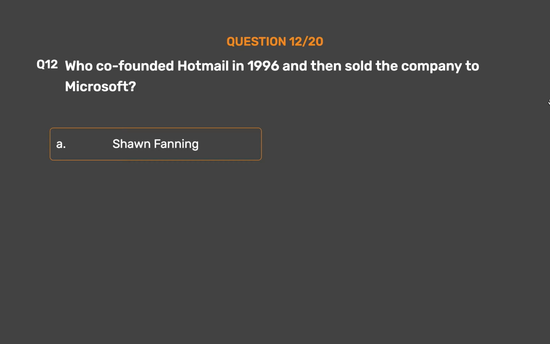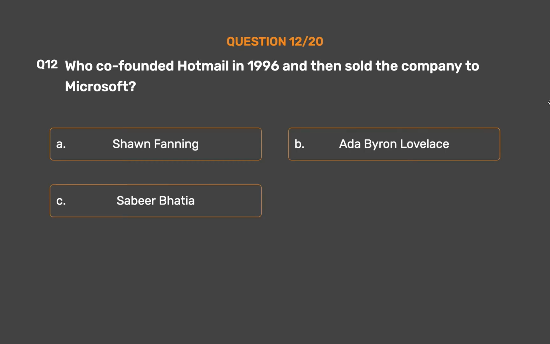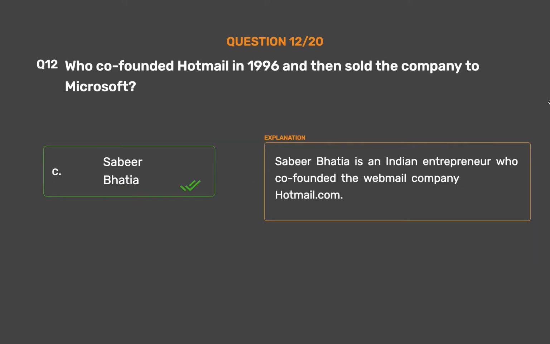Option A, Sean Fanning. Option B, Ada Byron Lovelace. Option C, Sabir Bhatia. Option D, Ray Tomlinson. The correct answer is option C, Sabir Bhatia. Sabir Bhatia is an Indian entrepreneur who co-founded the webmail company Hotmail.com.